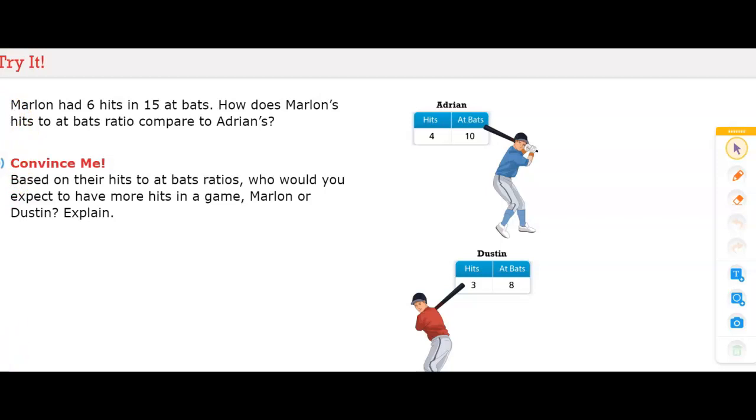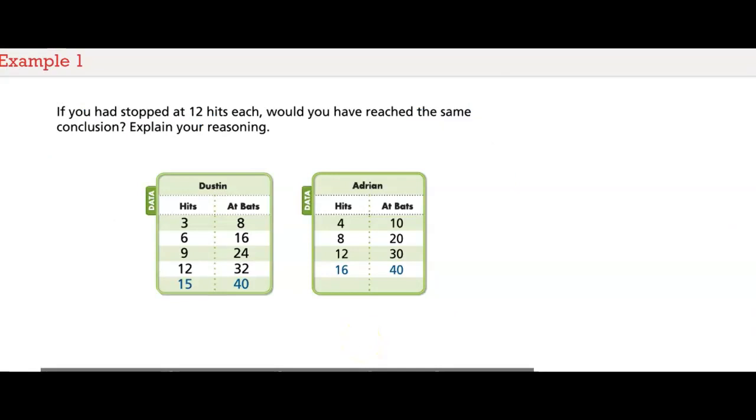Marlon had 6 hits and 15 at-bats. How does Marlon's hits to at-bats ratio compare to Adrian's? Let's look at the ratio. Marlon had 6 hits and 15 at-bats. So we want to compare his ratio with the ratio of Adrian's. Now Marlon had a ratio. Let me write his name. Marlon had an at-bat ratio.